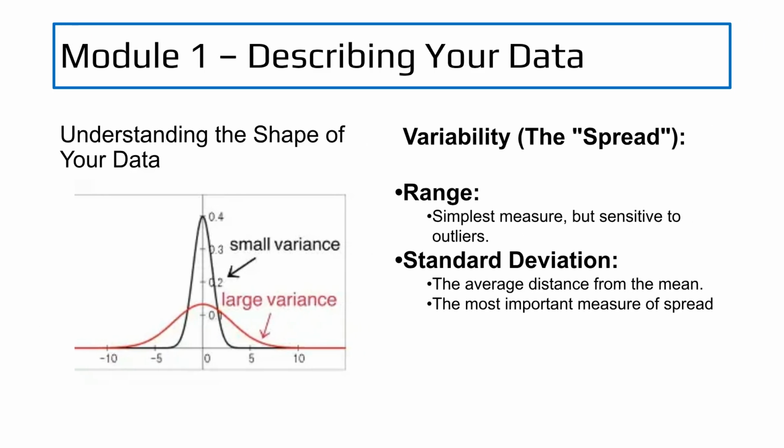After we understand the center, next we look at the spread or variability of our data. First, the range is the simplest measure, but the most important measure of spread is the standard deviation. Think of it as the average distance of each data point from the mean. A small standard deviation means your data is tightly clustered, while a large one means it's spread out.